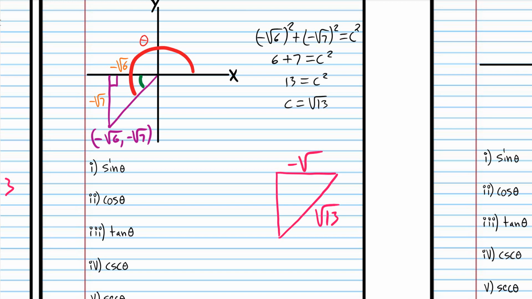This side is negative root 6. This side is negative root 7. The angle in question is this angle here. Maybe I'll move that root 6 over a little bit so we can see. It's this angle here. Of course, we have to consider the reference angle.